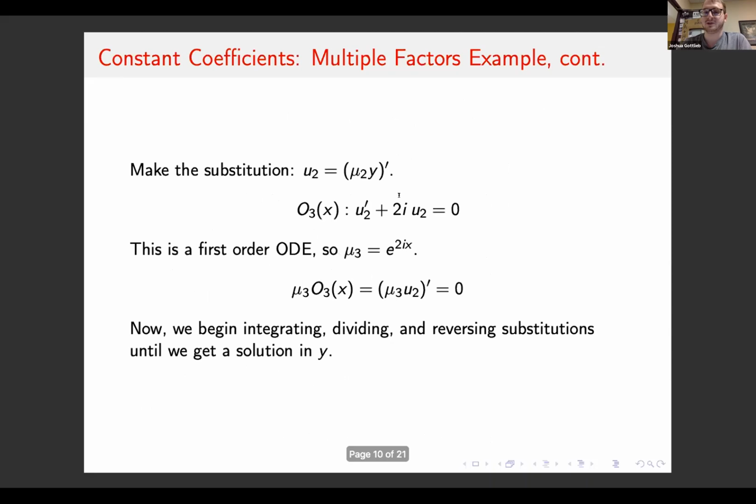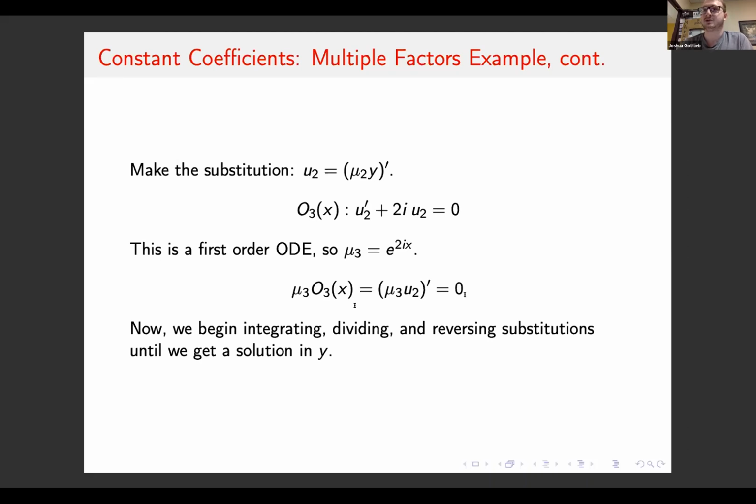Then we make our substitution, u2 equals (mu2 y) prime, which gives us a first order differential equation, u2 prime plus 2i u2 equals 0. Since it's a first order differential equation, we know how to get the integrating factor by integrating this p of x term. So mu3 is e to the 2ix. Multiplying through, we get (mu3 u2) prime equals 0.